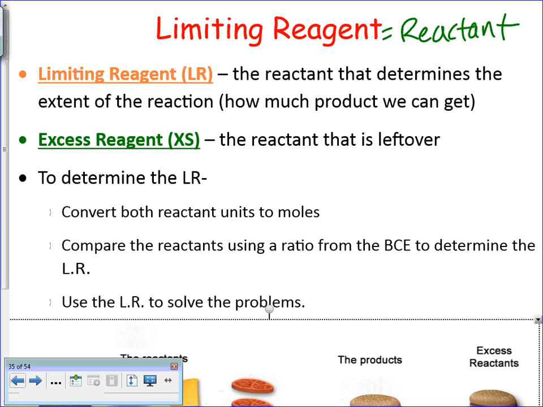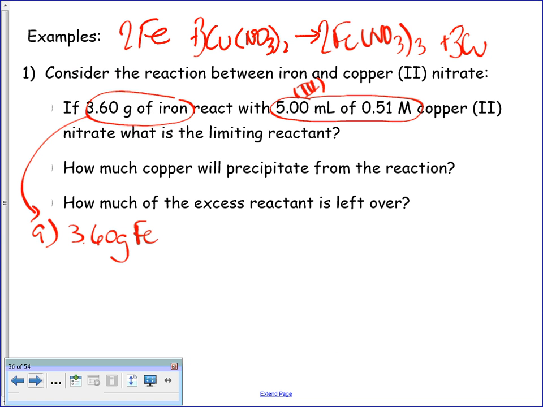Compare, so do what with them? Convert them both to moles first. Okay, so that's what I'm doing right here. So what's my molar mass of iron? Calculator out. What's my molar mass of iron? 55.85. Okay, so 1 mole of iron is 55.85 grams.